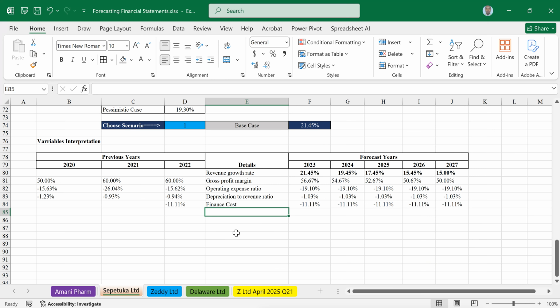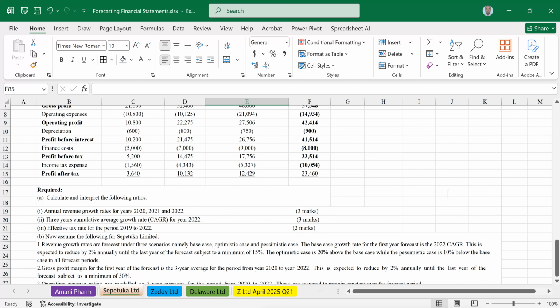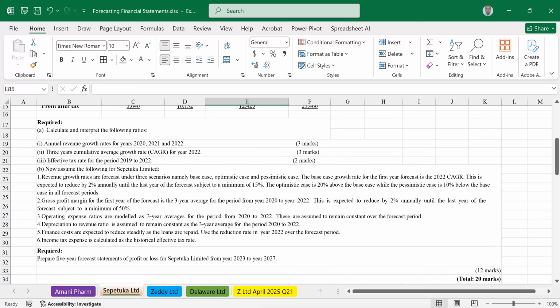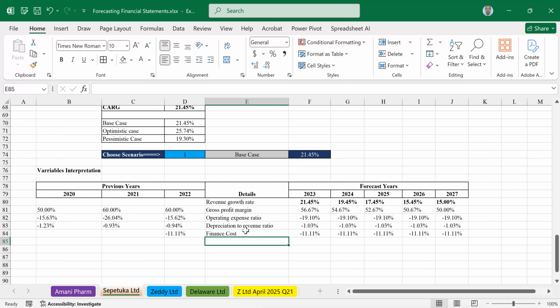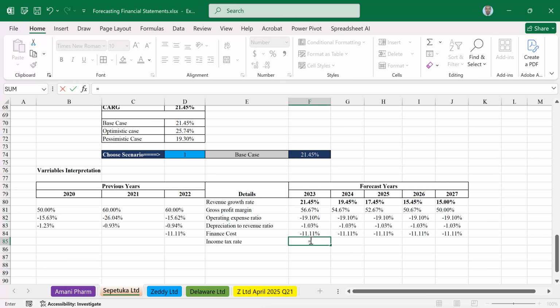Okay. Lastly, after finance cost, we have income tax expense. Income tax expense is calculated as the historical effective tax rate. So historical effective tax rate. So we have the income tax. That is not difficult. Just pick the income tax rate, the income tax rate. Just do equal sign. It is up there. That is something that we did.